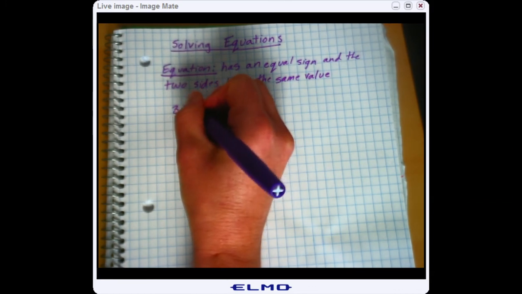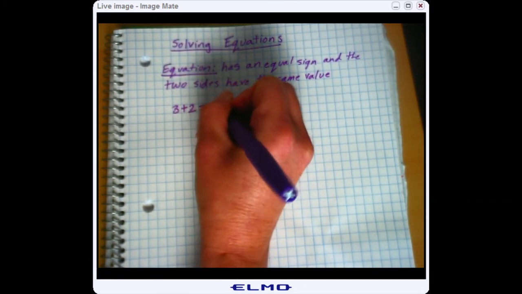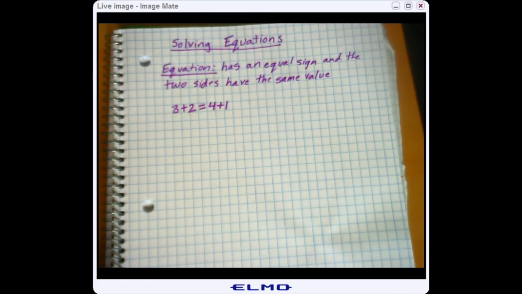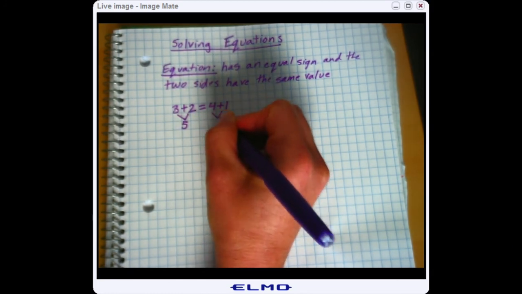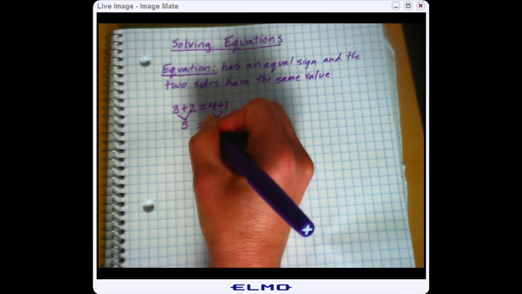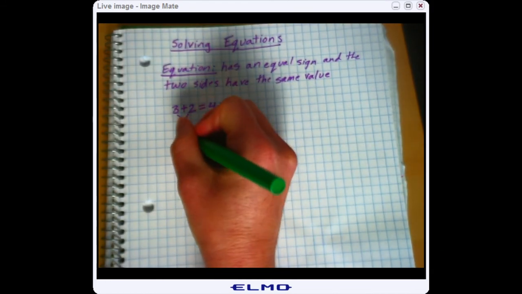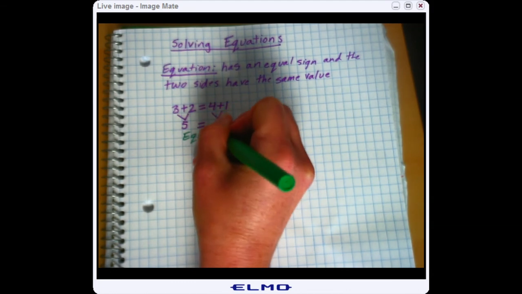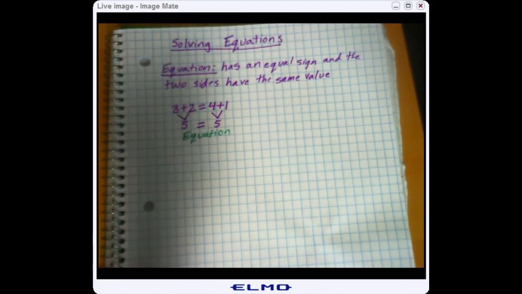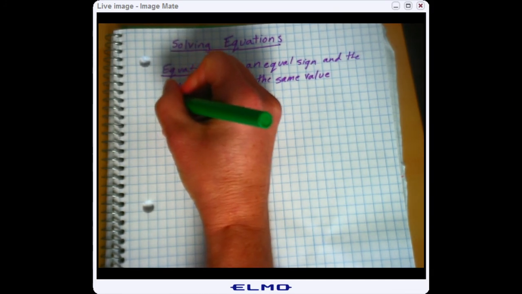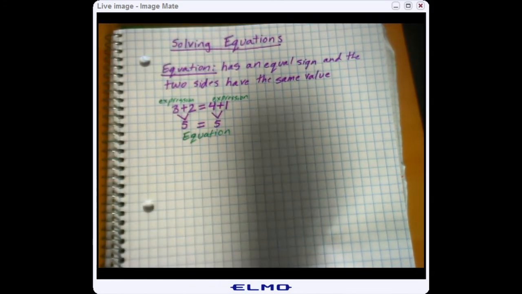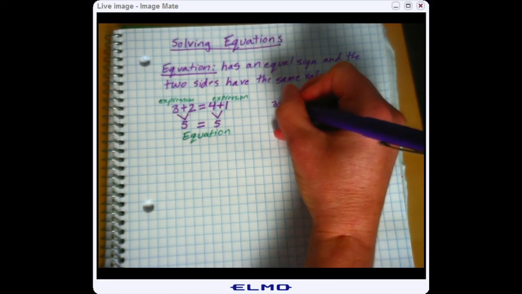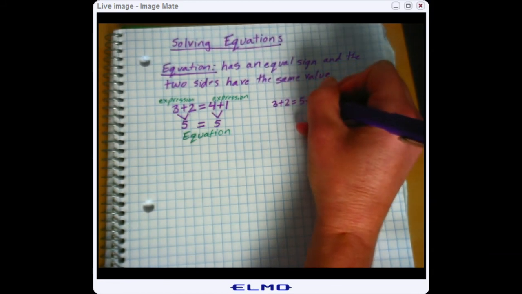So if I have something like 3 plus 2 equals 4 plus 1, while I have to do a little bit of simplifying on each side, it's easy to see 3 plus 2 is equal to 5, and 4 plus 1 is equal to 5. And we have an equal sign in between, so then we can say, yes, this is an equation. I'd like you to notice that an equation is actually made up of two expressions. Okay, so we have an expression on this side of the equation and an expression on this other side of the equation.